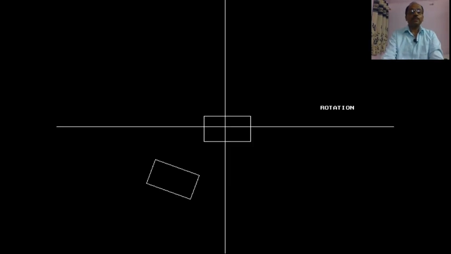The third one is rotation. For rotation we have to input the rotation angle. Let us input something. I have entered 20 degrees. So, you are seeing our object appearing diagonally at an angle of 20 degrees. So, by inputting the rotation angle, we rotate any object in our graphics packages.